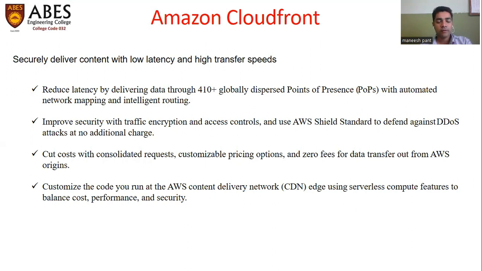First, reduce latency by delivering data through 410 plus globally dispersed points of presence with automated network mapping and intelligent routing. So intelligent routing is necessary to avoid network congestion, to avoid any looping, and to get the shortest route possible.